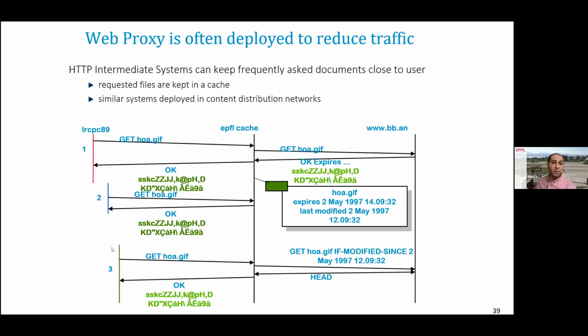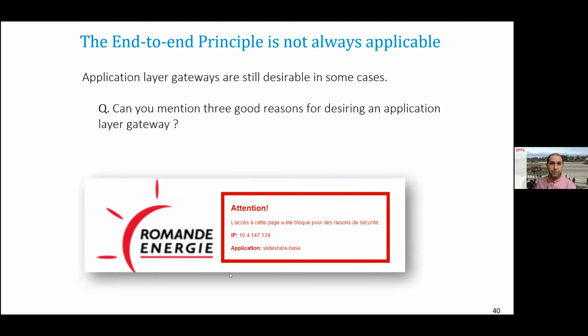Now, if a third user requests the same image, but the image is expired, the web proxy at EPFL will request again the image from the web server. Now, what would be good reasons for desiring an application layer gateway? So what would be good reasons for violating the end-to-end principle of the internet, of TCP-IP networking?